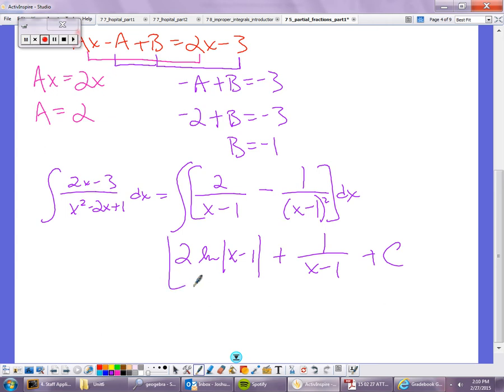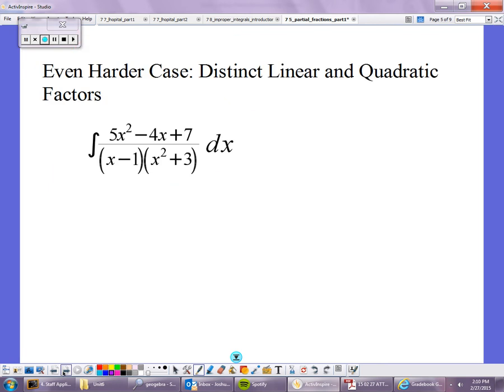So I end up with this answer, which is relatively nice. I mean, the integration now is not that complicated. The complicated part is figuring out how to split this up. I'm going to do another one, another different kind of hard case.